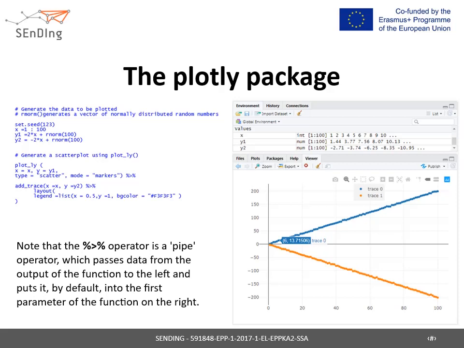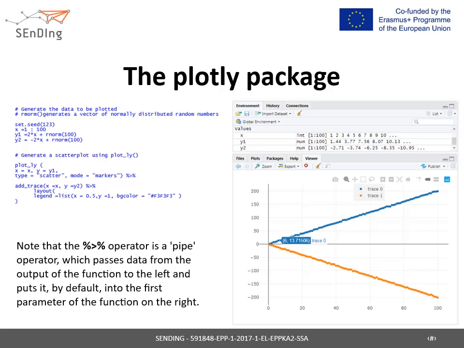Note that the %>% operator is a pipe operator, which passes data from the output of the function on the left, and puts it, by default, into the first parameter of the function on the right. This is important because, as you know, R is a functional language, which means that our code often contains a lot of parentheses, and when we have complex code, this often means a lot of parentheses nested together. Thus our code is hard to read and understand. The pipe operator allows us to rearrange our code so that we can read a sequence of modifications from left to right rather than inside out. Back to our example now.